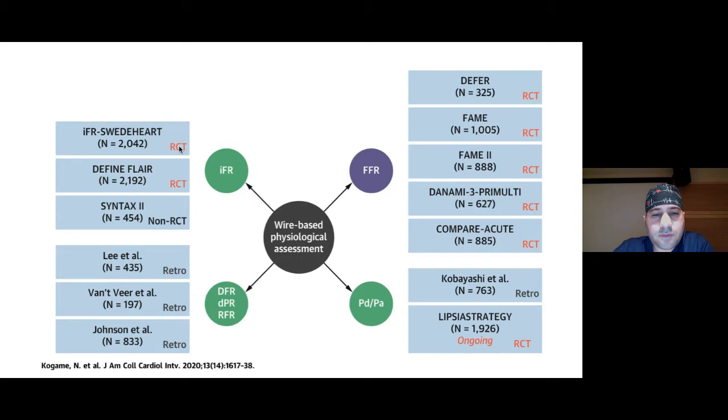So in terms of assessing epicardial arteries, there's multiple measurements we can take, but FFR is the gold standard with multiple randomized controlled trials. And then we'll talk about iFR since it has the most RCTs in regards to the non-hyperemic measurements.